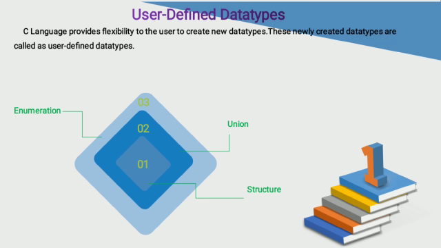Union, union is also a collection of variables of different data types and they are grouped under a single name. The keyword used to denote the union is union. Enumeration, enumeration is used to assign names to integral constant, which makes a program easy to read and maintain. The keyword enum is used to declare an enumeration. And the next is derived data types.